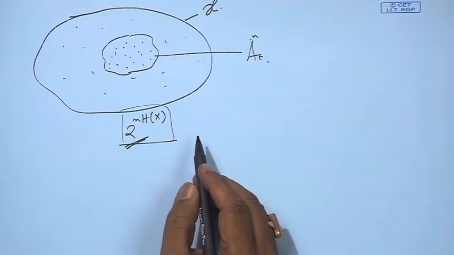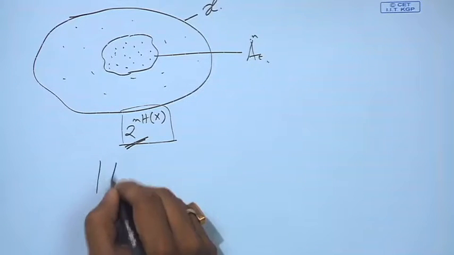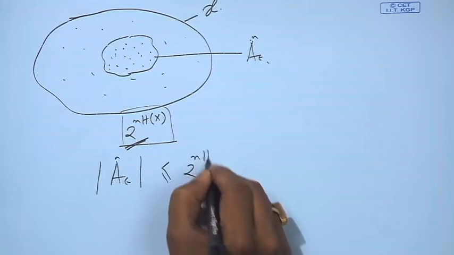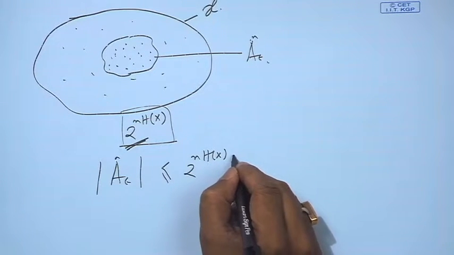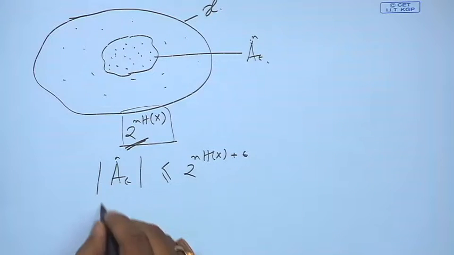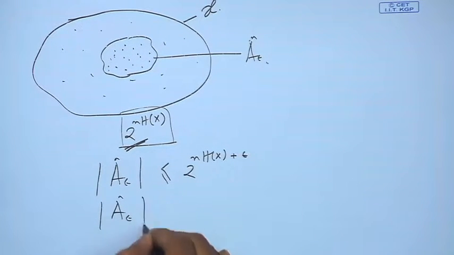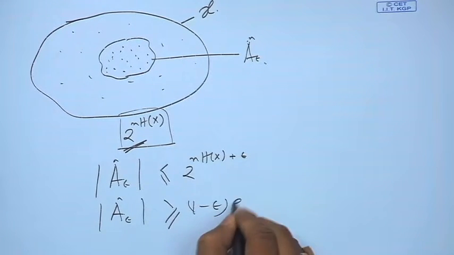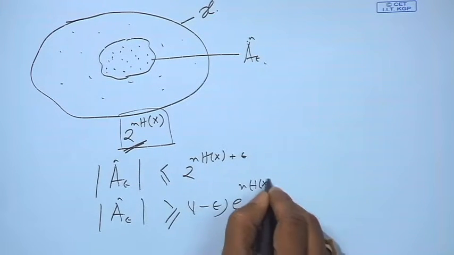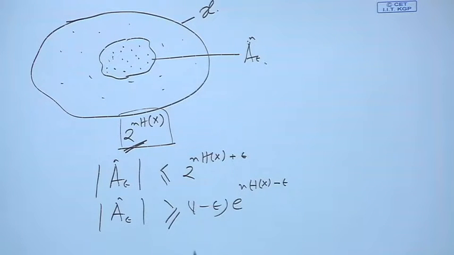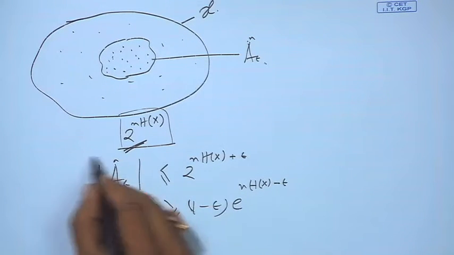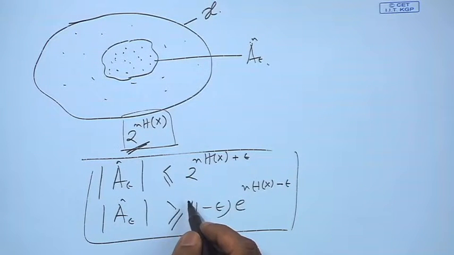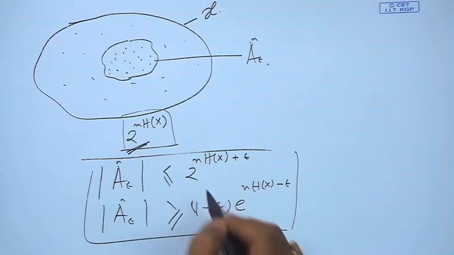or in other words, what is usually said is that the number of elements in the typical set is less than or equal to 2 to the power of n(Hx plus epsilon), and the probability of the typical sequences is greater than or equal to 1 minus epsilon, each with probability 2 to the power of minus n(Hx minus epsilon) for large n. So this bounds it. We are not going into the proof of this, although it is not very difficult to prove, because we are interested in the result.